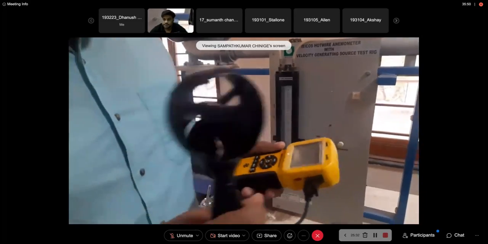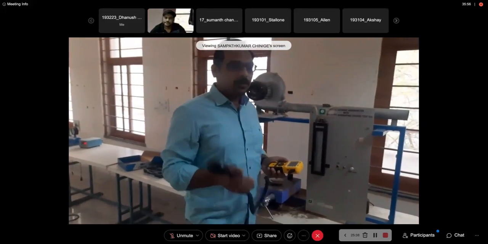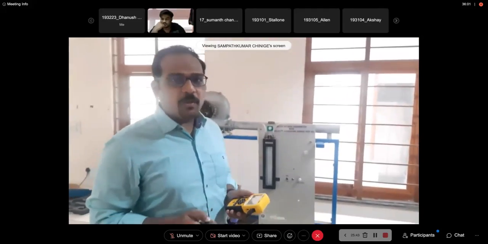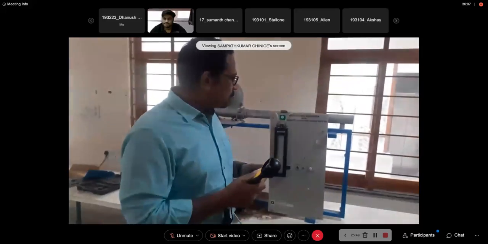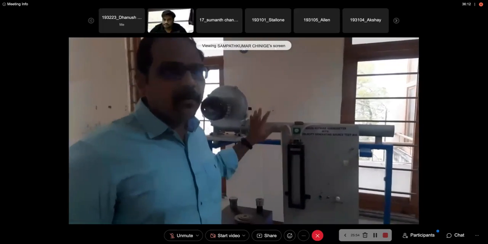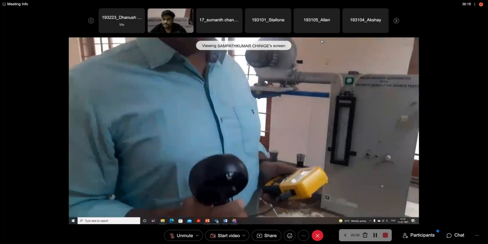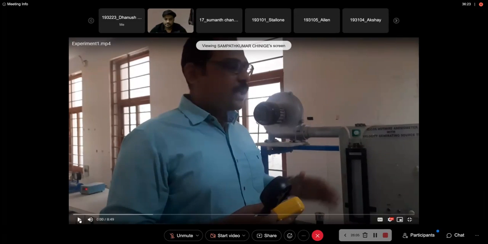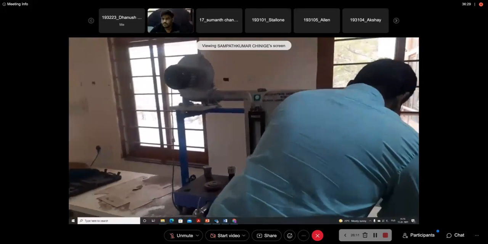Okay. So the issue with this kind of instruments is that there is a lot of uncertainty associated with them. Okay. So therefore, in this section, what we are going to do is calibrate this anemometer with something more reliable. Okay. So we have a pitot static tube inside. I will explain what it is. Okay. So we are calibrating the vane type anemometer against velocity measured from a pitot static tube.